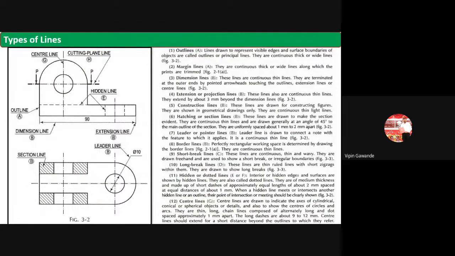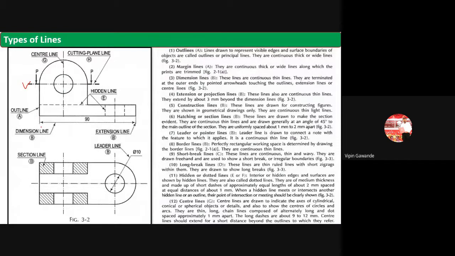Now this is the most important part of unit number 1. You will get maximum questions from unit number 1 on this part, types of lines. They will give you the type of the line and ask you which type of line it is, so you have to identify it. So this is the cutting plane line. Whenever a circle is there, we have to use the center line. For drawing the outline, we have the outline.